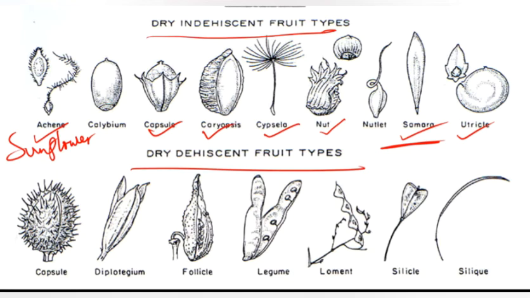Now, when we look at the dry dehiscent fruits, we see fruits that have the ability to split and release their seed when they are ripe. For example, we have legumes. Either we call them legumes or we call them pods. When they are ripe, they dehisce longitudinally at both sides to release their seed.